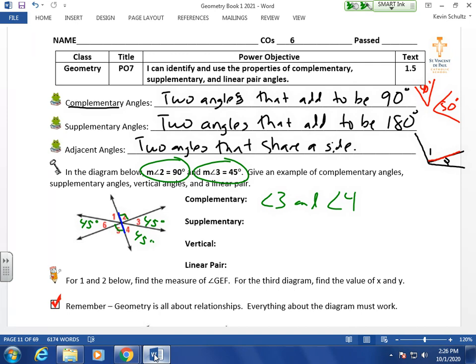What else? Any of the other three categories? Angle 6 and angle 3 are vertical. Okay, angle 3 and angle 6, or angle 6 and angle 3, are vertical angles. They are opposite each other, and therefore are congruent. What else?